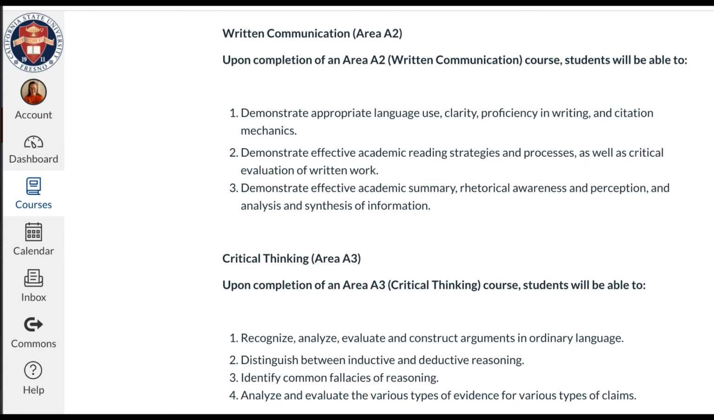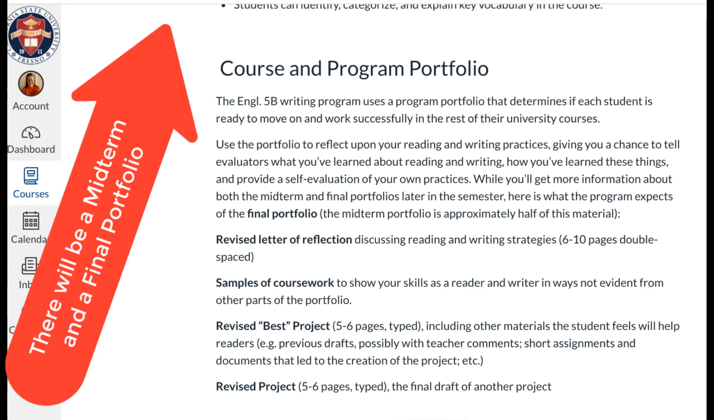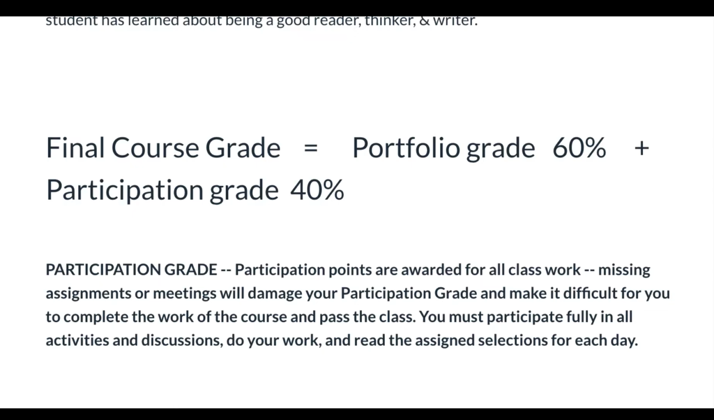Learning goals. These are the things that this class will help you do more efficiently. This class will run on what is called a portfolio system. So at midterm and at the final, you will put together your best work and submit it, and you'll get a grade on the portfolio. If we can jump to final course grades, you'll see that 60% will be based on portfolios, 40% is on participation. Participation points are awarded for anything and everything that you do in class.